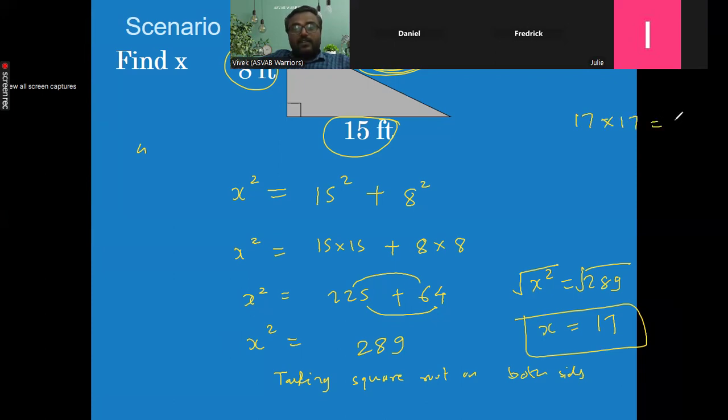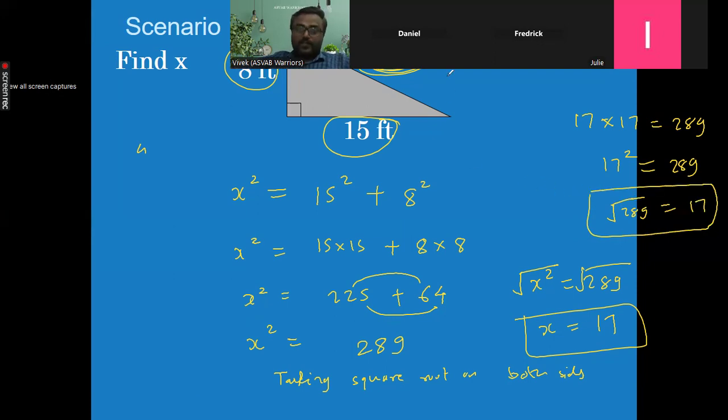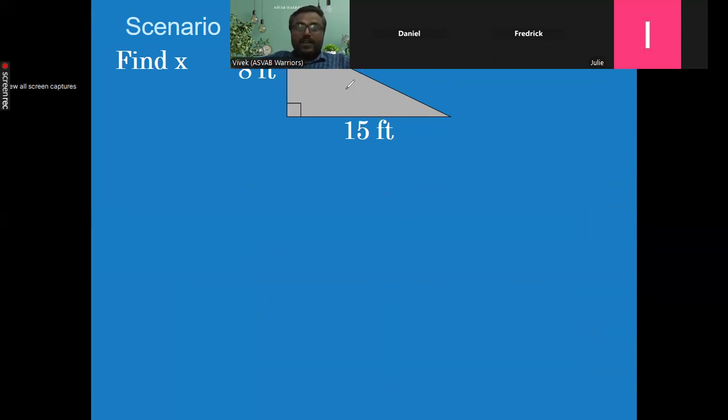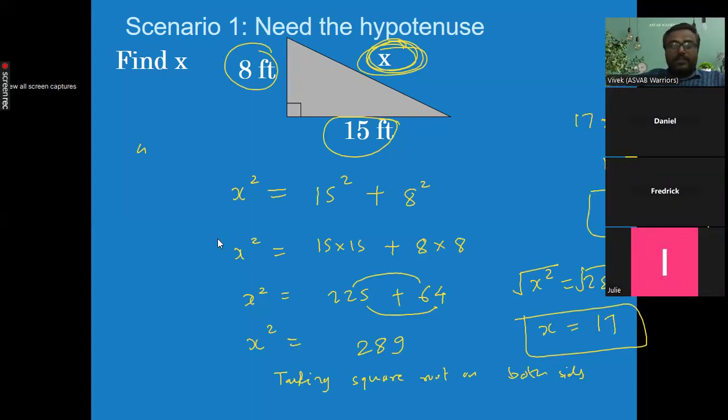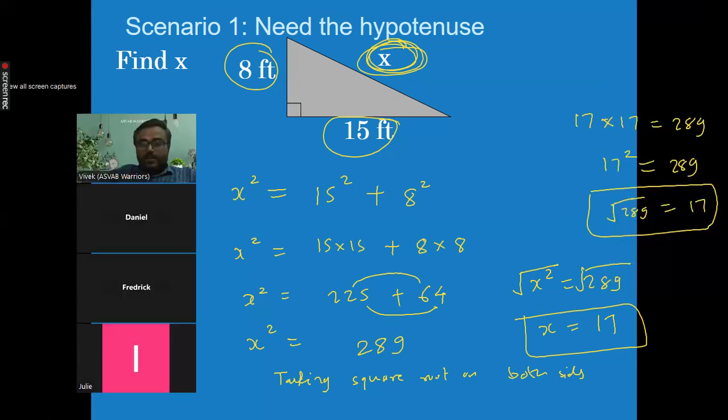17 times 17 is equal to 289. So we can say the square of 17 is equal to 289, and the square root of 289 is equal to 17. Okay, I hope you guys understood what is Pythagoras theorem. Please take a screenshot if you want to study about it later, and we are going to solve one more question. Not we, you guys are going to solve it.